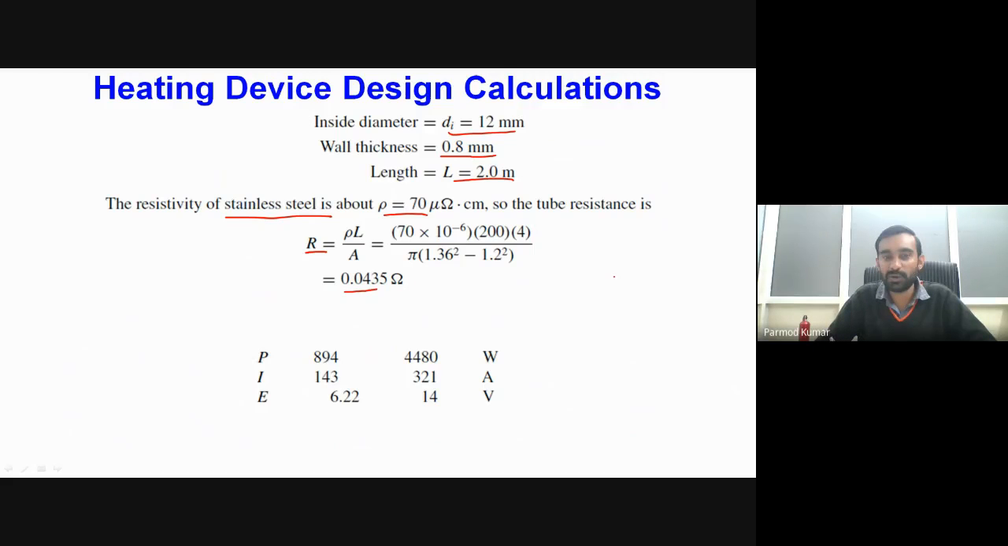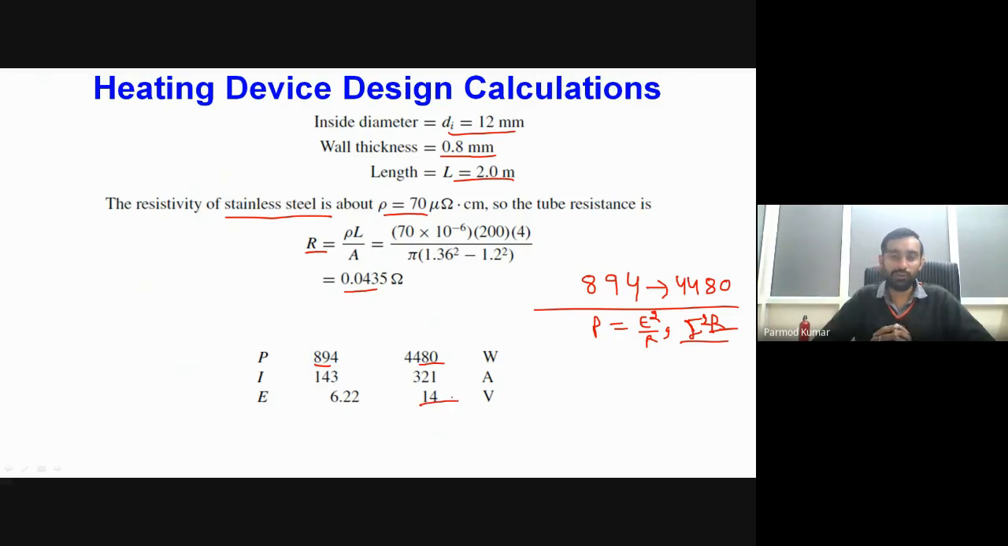We have already seen that our limiting flux limits are 894 and 4480. Corresponding to these limits, I can determine the power as either E squared by R, or I squared into R. Using these two relations, since we already know the resistance of the tube, we can determine the current and the required voltage. Corresponding to minimum and maximum power, the current changes from 143 to 321 ampere, and the voltage requirement is from 6.22 to 14 volt. While selecting our battery or input power device, this range of current and voltage should be satisfied.